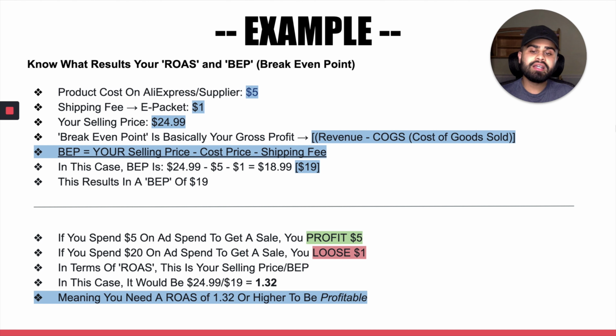So that would be $24.99 or $25 divided by $19, resulting in a 1.32 break-even point ROAS. All this basically means is that you need a ROAS of 1.32 or higher to become profitable. Let me show you how to really evaluate break-even point ROAS and how to make guided real-life decisions in your ads manager for your e-commerce store.